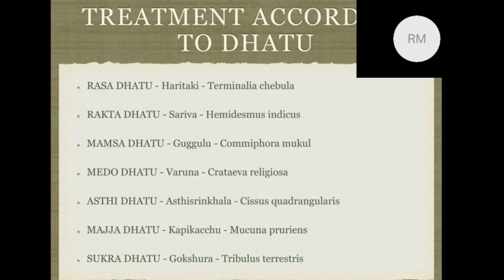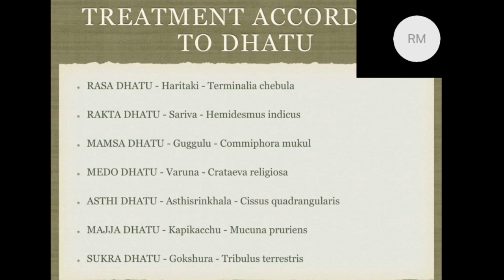So in this way, you can see that there's a very systematic, logical process in which the Ayurvedic physician decides what treatment is to be given to a particular patient. If the Mamsa Dhatu is affected, the medicine will change. It becomes Guggulu or Commiphora mukul. And if it is Medas Dhatu, then the medicine changes to Varuna. So this is how the treatment keeps changing in Ayurveda and becomes very specific to the particular stage of the disease.